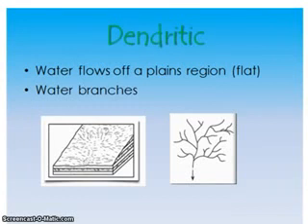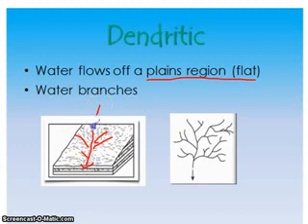The next type is dendritic. This is typically in a plains region or a very flat area, and water is going to branch out. This is also known as a branching drainage pattern. So again, here's your landscape. It's very flat in that plain region. If we were to look at that aerial view, this is your drainage pattern. So water is going to branch out in all different directions, just like roots on a tree, and it's going to flow down. So water is just going to flow in all of these directions out. If it was raining here, we would see this drainage pattern if we were looking at that aerial view.